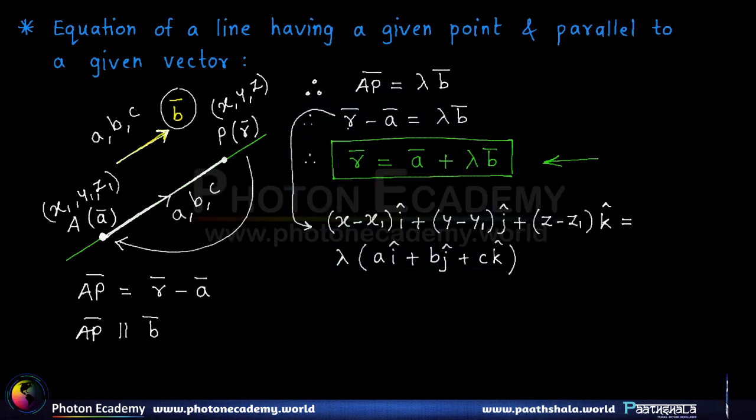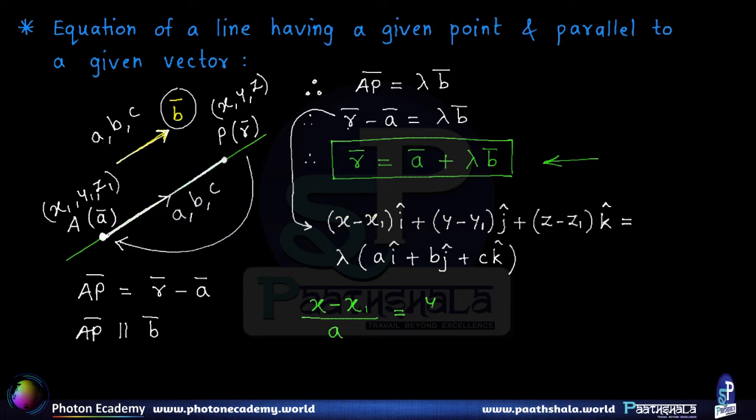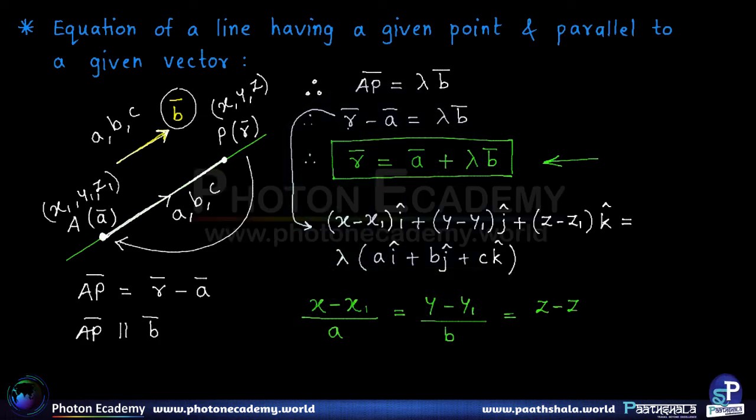So therefore finally equating all the ratios, we get the final relation as x minus x1 whole divided by a must be equal to y minus y1 whole divided by b, and that must be in turn equal to z minus z1 whole divided by c. And this is what is called as the Cartesian form of the equation of the line.